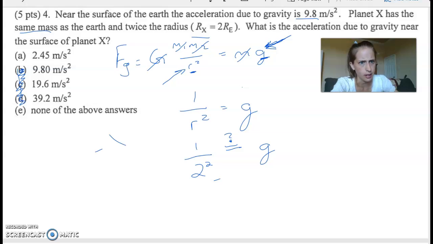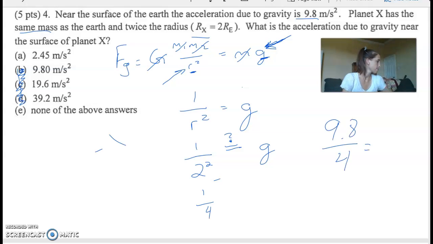But if you have time, which hopefully you do, you can think it through and go, well, we've got 2 squared here, so that's 1 over 4. So whatever g was before, you have to divide it by 4 to keep the same relationship. So 9.8 divided by 4, that gives us 2.45. Hey, it's A.